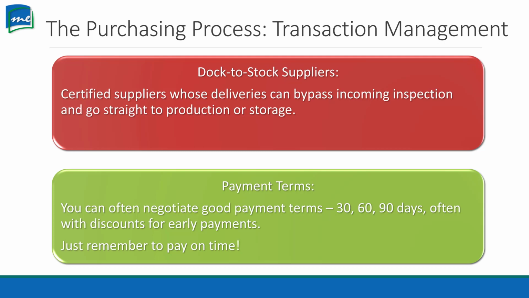So we have a couple other categories here. We have dock to stock suppliers. So we have certified suppliers whose deliveries can bypass incoming inspection and go straight to production or storage. These are suppliers that you trust and that you know are 100% accurate and you don't need to inspect them. Now they've earned this. It's not just given to them.